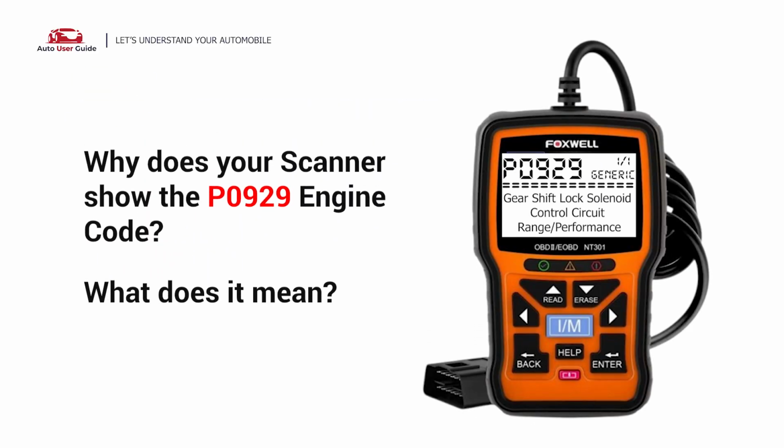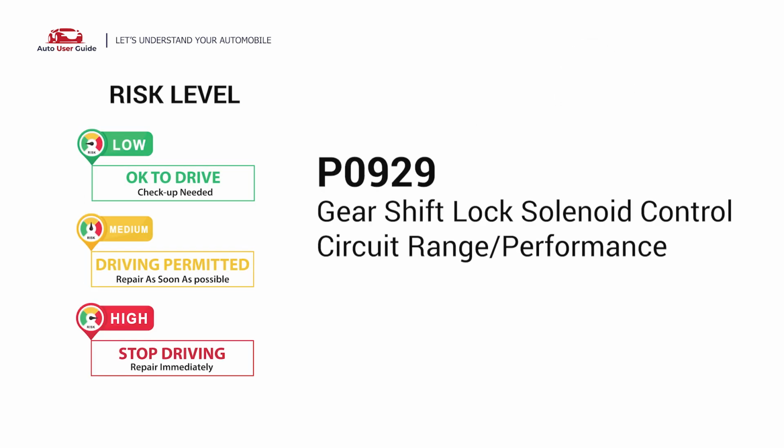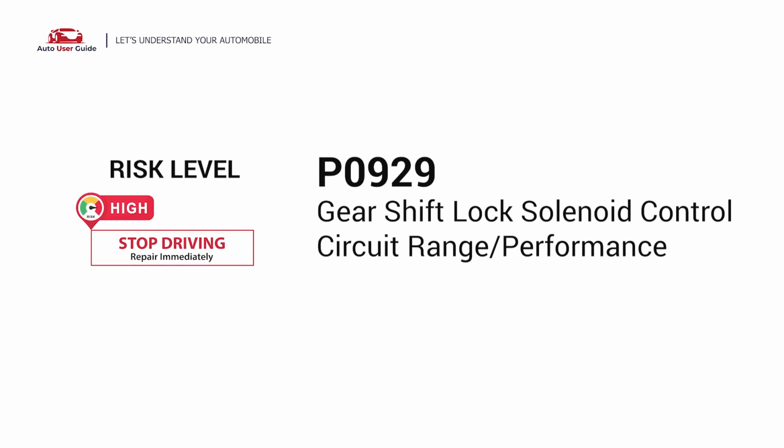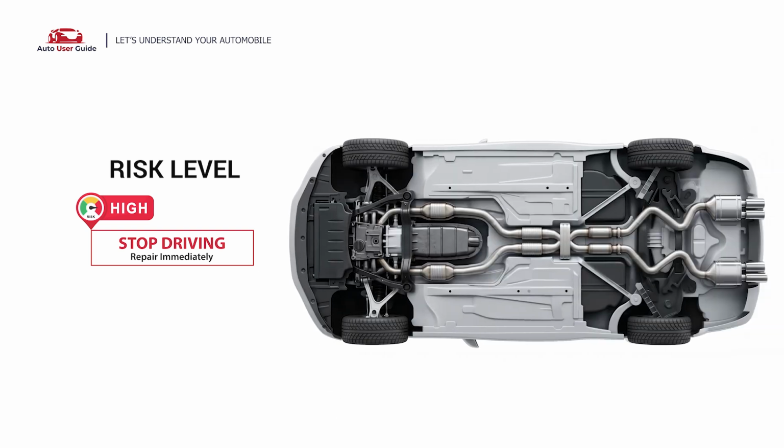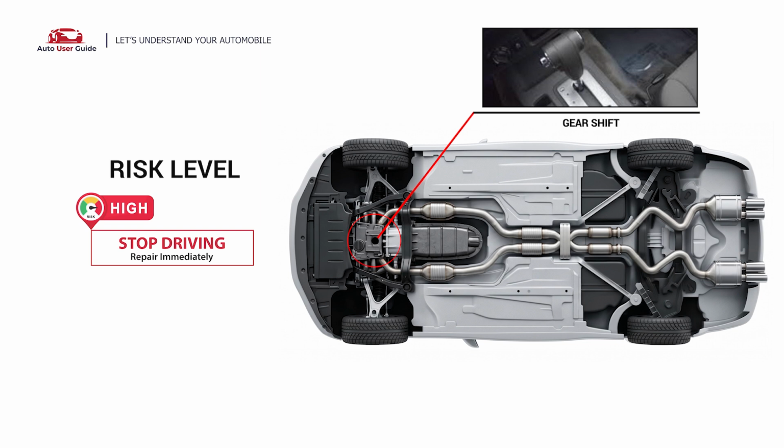Why does your scanner show the P0929 engine code? What does it mean? P0929 is a diagnostic trouble code for Gear Shift Lock Solenoid control, circuit range, or performance. The P0929 engine code indicates the Powertrain Control Module, PCM, or Transmission Control Module, TCM, has detected that the Gear Shift Lock Solenoid or Actuator is not operating within its expected performance range. Under this circumstance, stop driving and repair your vehicle immediately.